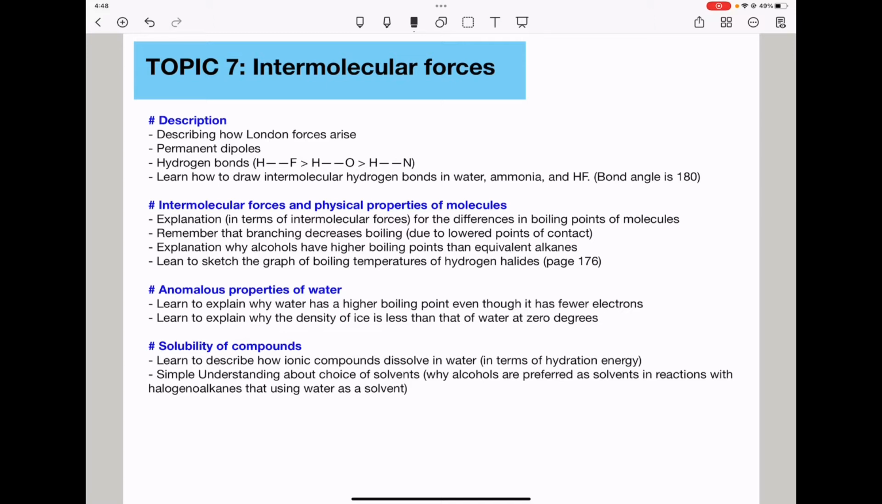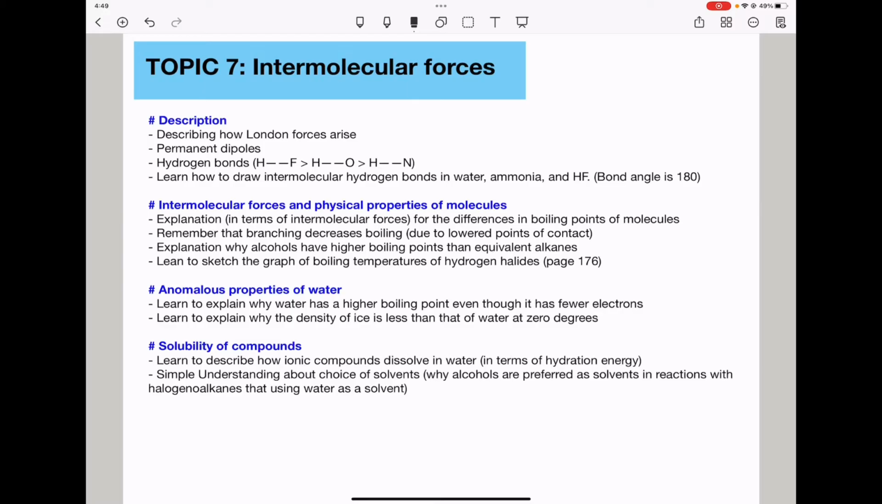They can ask you about explanations in terms of intermolecular forces for the differences between boiling points of molecules. Here you need to remember that branching decreases boiling points because the points of contact between the molecules are going to be lowered. They could ask you about explanations for why alcohols have higher boiling points than equivalent alkanes. Of course, equivalent alkanes are going to have the same number of electrons as the alcohols. So the only reason why alcohols should have a higher boiling point is because they have permanent dipoles as well as intermolecular hydrogen bonds.